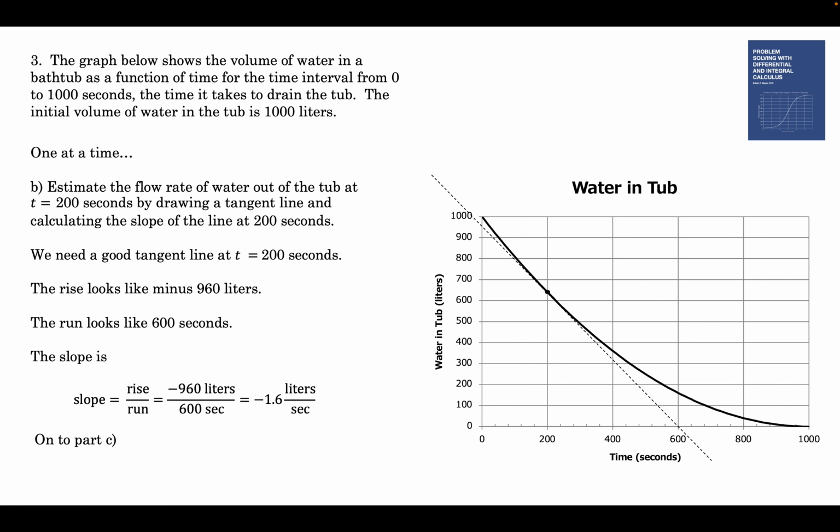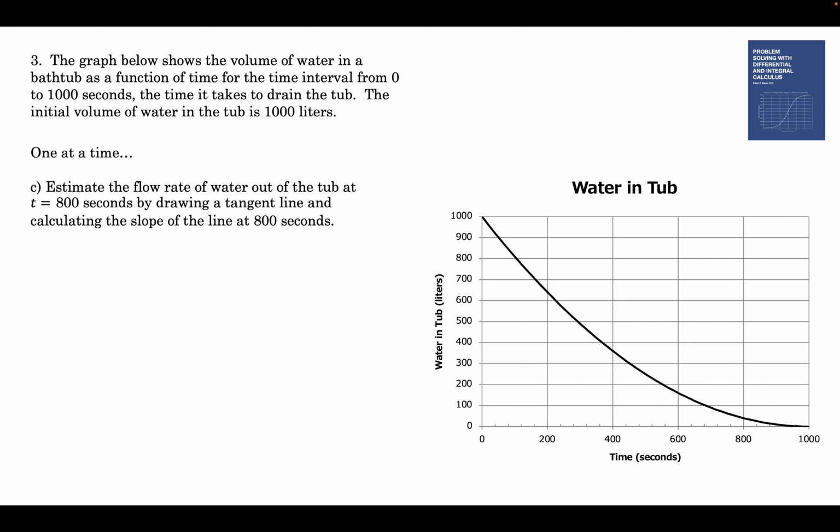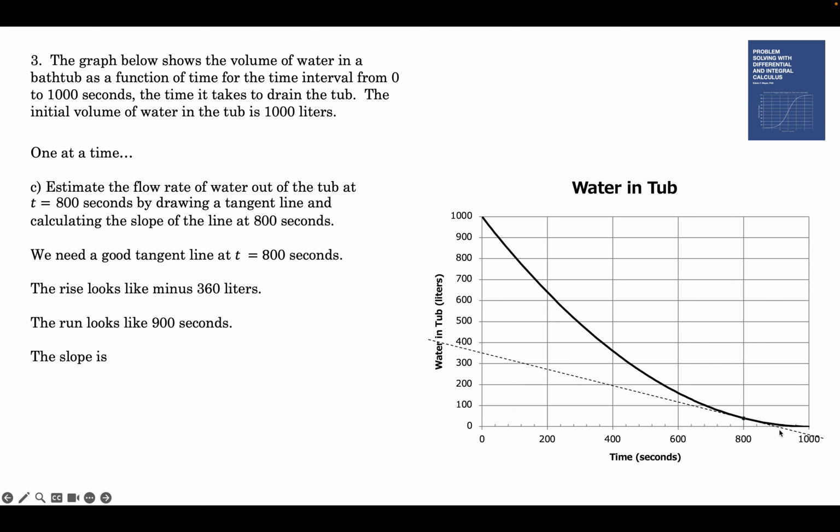On to part C. Part C asks for the drain rate at 800 seconds. Let's draw a good tangent line, put a dot there, there's the tangent line. You have to eyeball this. There's 300, that's 400, that's 360 something, minus 360. The run, it's hard to tell. I'm going to guess 900. So the slope is minus 360 liters, it drops 360 liters in 900 seconds. That's the rate, minus 0.4. This is the rate only at 800 seconds. Of course, it's not the rate at 200. It's the rate at 800 seconds.